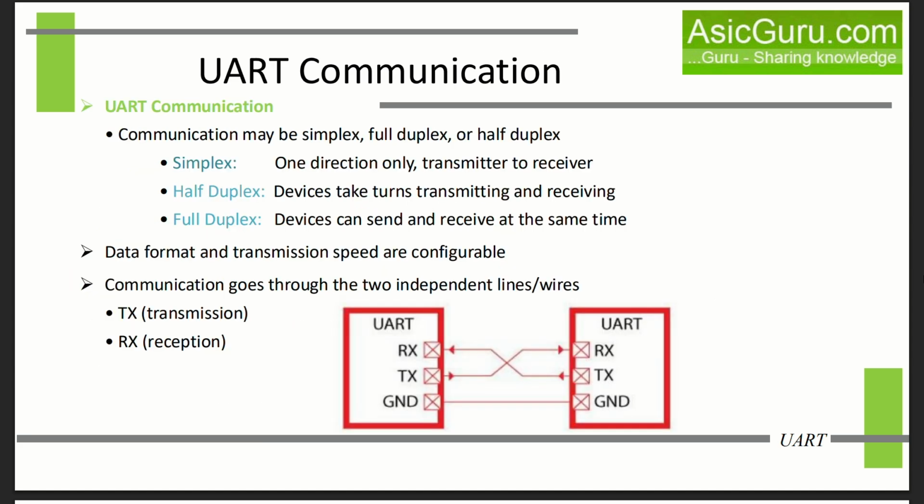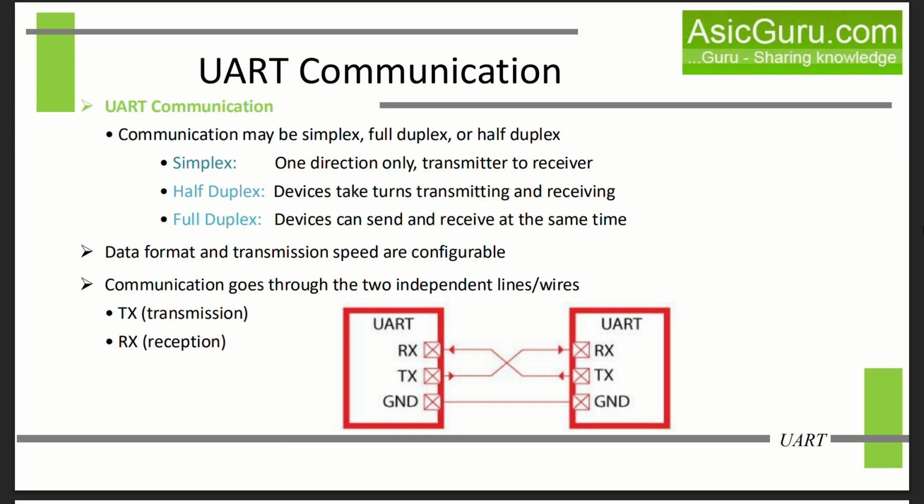Now moving to the next part of UART communication. UART communication can operate in three different modes. First is simplex mode, which allows data to flow in only one direction, from the transmitter to the receiver. The next mode is half duplex mode. Half duplex means devices can both transmit and receive, but they must take turns. They can't do both simultaneously. And the third one is full duplex mode, the most versatile option, which allows devices to send and receive data at the same time.